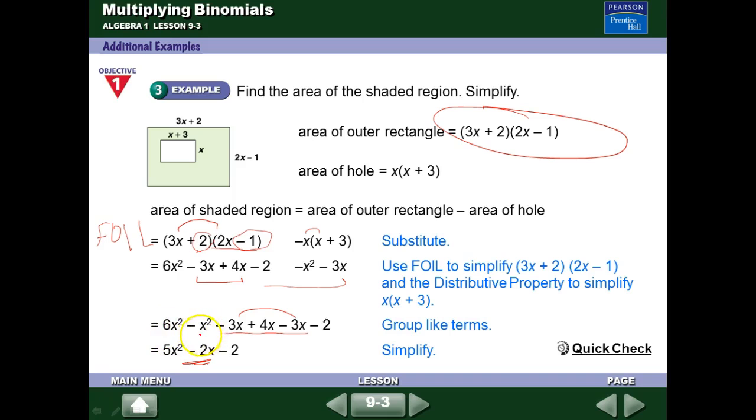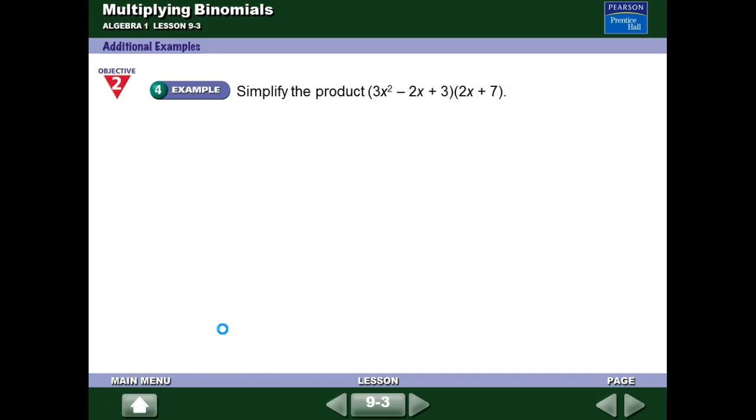6x squared minus x squared gives you your 5x squared and then negative 2. So, what is the area of the shaded region? Here is my simplified area.